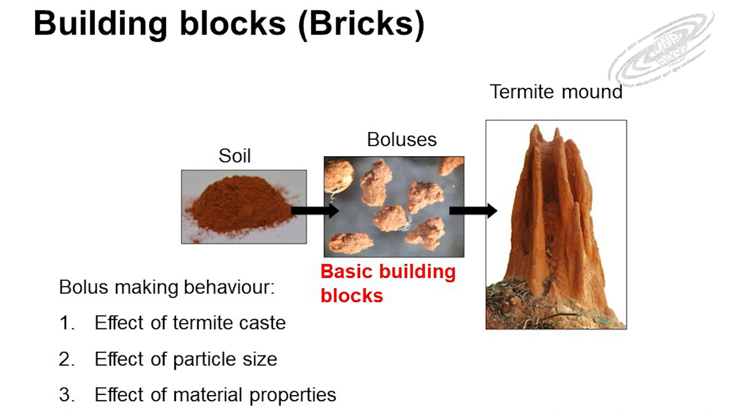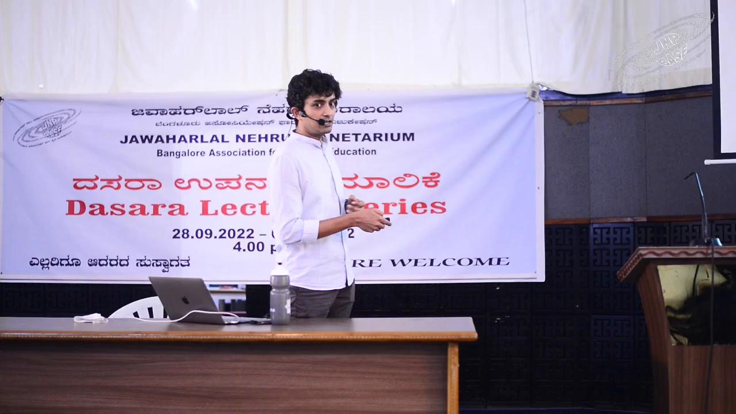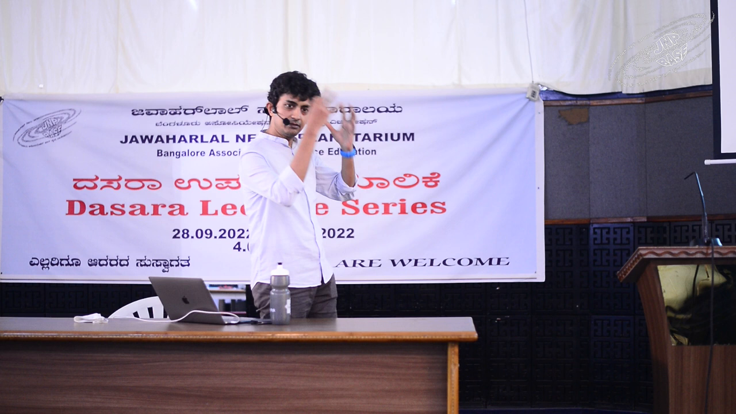So this is what they look like. The termites that we studied are Odontotermes obesus. And these are boluses made by major workers. These are boluses made by minor workers. Obviously, the larger boluses are made by the major workers and the smaller ones are made by the minor workers. And so they put them together to create that mound. Okay, we'll ask the question, how do they put them together?